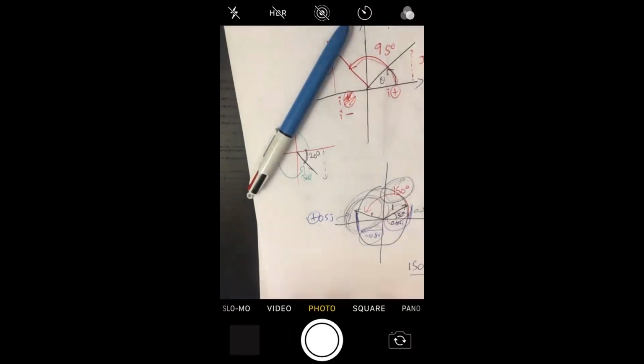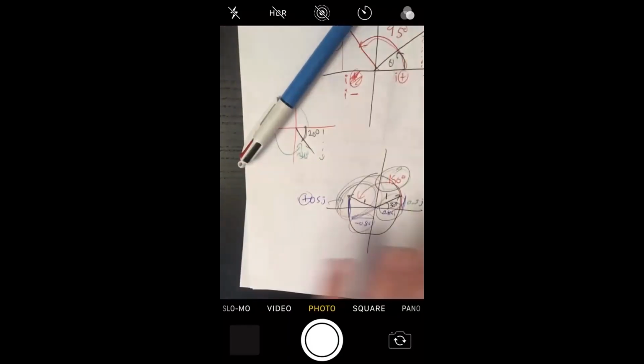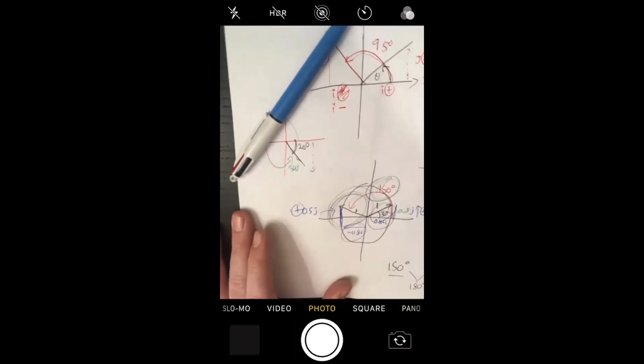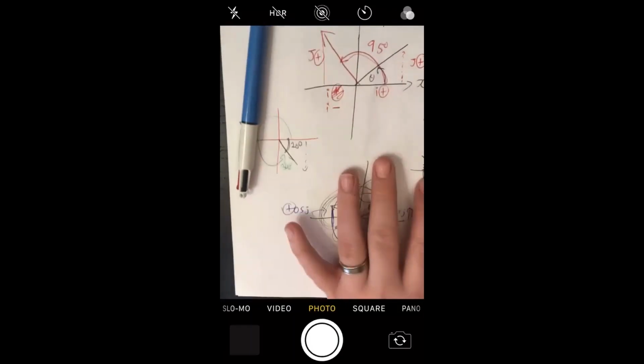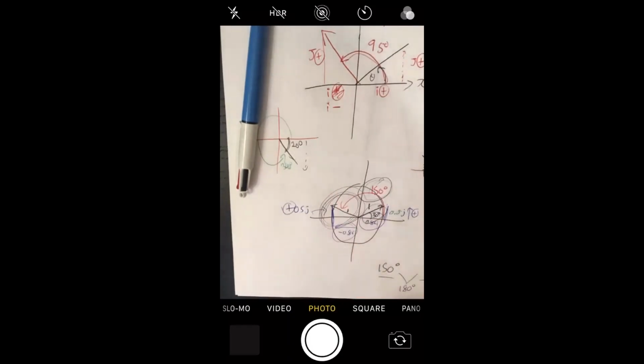But you don't need to know this for the test. You don't need to know this. I'm just showing you this so that you guys can get maybe an idea of what this is if you do this next year.